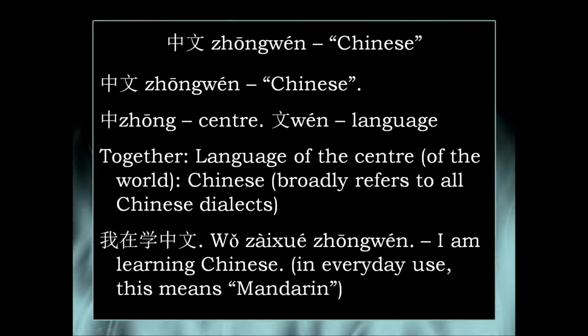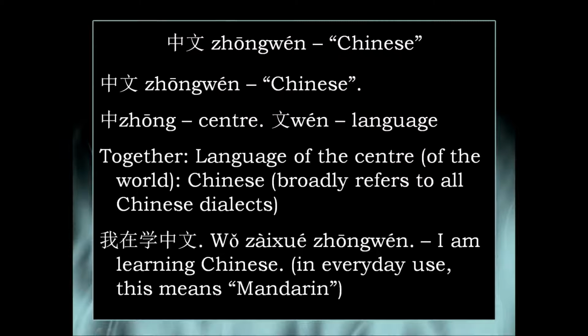However, it is important to point out that 中文 can also include all types of Chinese, including all dialects. So 中文 broadly refers to all Chinese dialects, but in usage, it usually means Mandarin. So here's an example. 我在学中文. 我在学中文. I am learning Chinese.